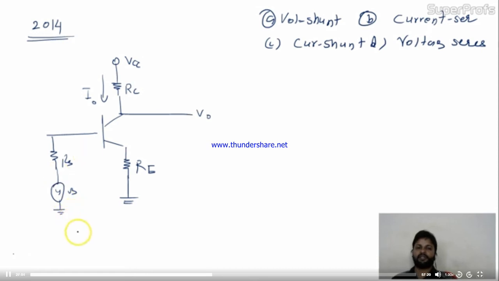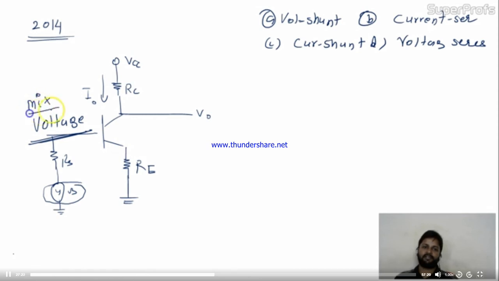So friends, nothing is given over here. So how you will solve it, or how you will get which type of topology is given over here? So at the input stage you applied voltage, right? So definitely it's a voltage over here. The controlling parameter is voltage. No problem at all. And what you are feeding? This is the mixing level. What you are mixing? You are mixing voltage. So voltage is okay. Voltage means the series. So your option will be B or D.